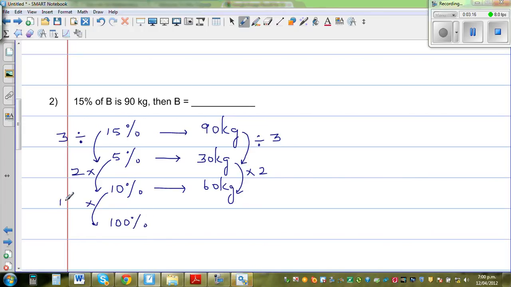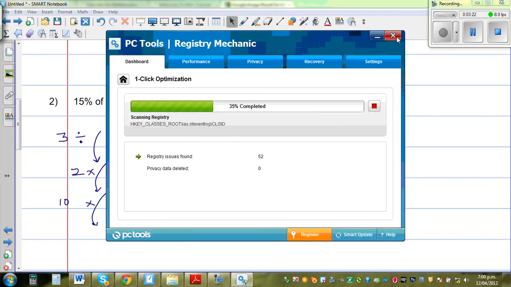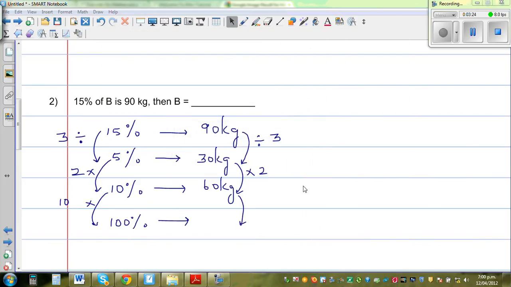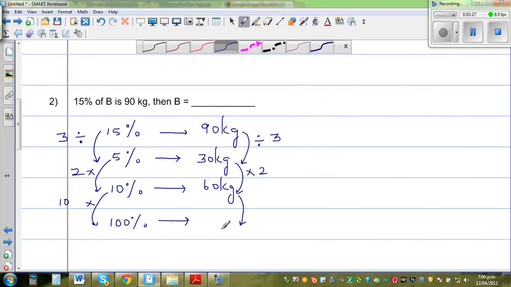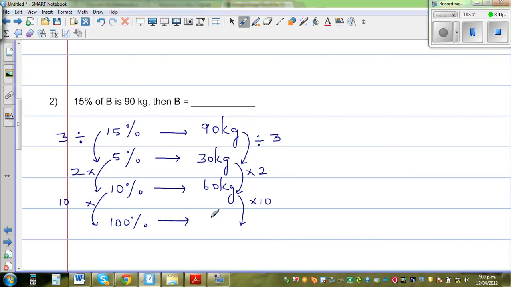So this is times 10. You do the same thing to this number. I have to times this by 10, and that will give you 600 kgs. 600 kg is your answer. So 600 kg is the final answer. You can do mental calculation.